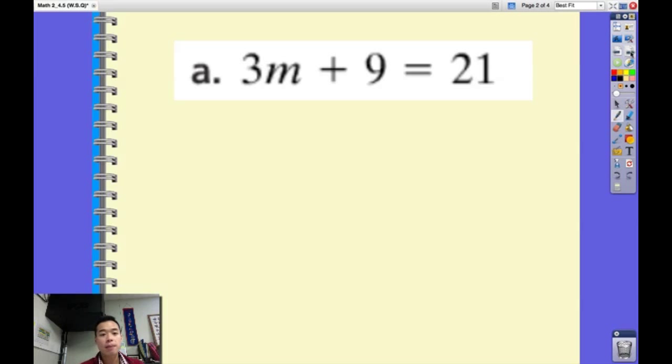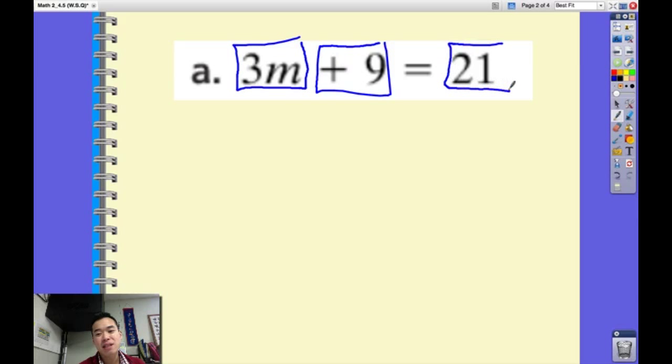Okay, let's go to the next example. 3m plus 9 is equal to 21. Another way someone can describe this is a number multiplied by 3 increased by 9 is 21. So the first thing I'm going to do is put a rectangle around each term with the symbol to the left of it. So I have a positive 3, a positive 9, and a positive 21.